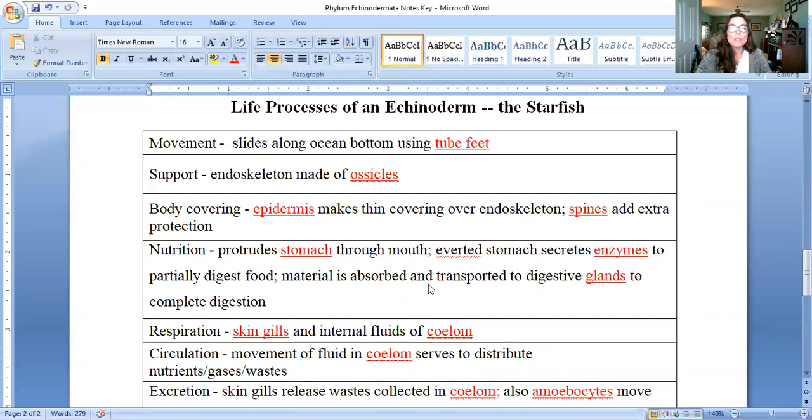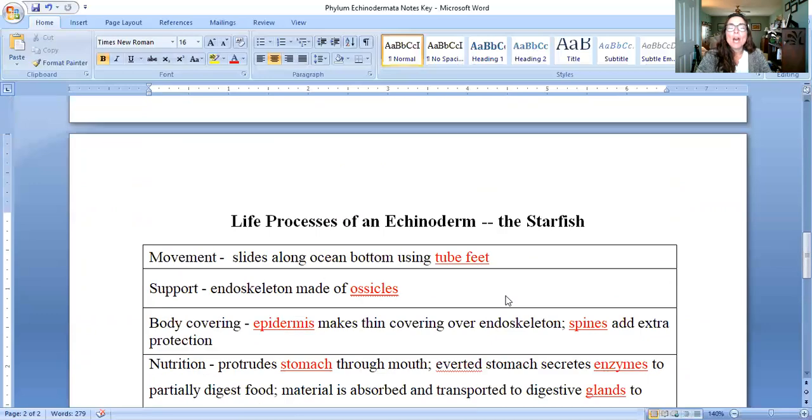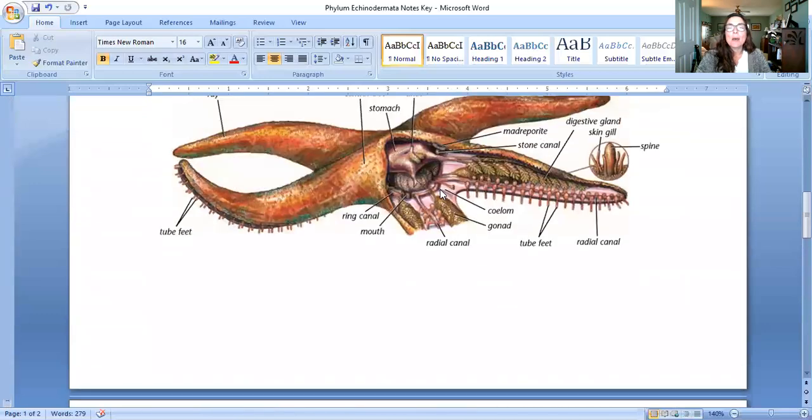We talked about the nutrition already, how their stomach can go out through their mouth. Once the food is digested outside of the starfish's body and the digested particles move into this part of the stomach, the food can travel into these little passageways and onto digestive glands here that are sort of like our small intestine and complete chemical digestion of the food.